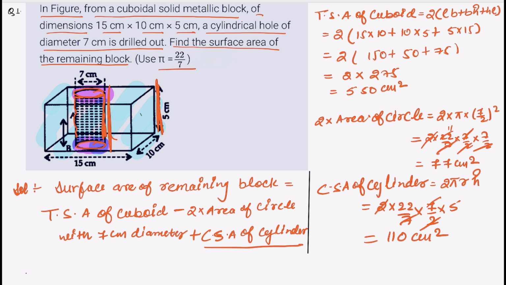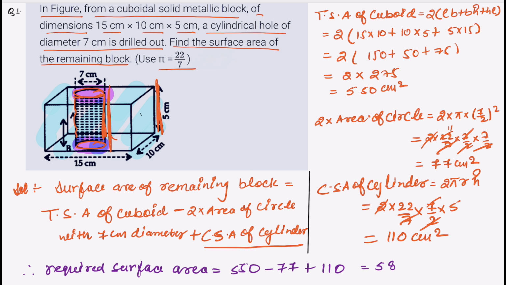Therefore, required surface area is equal to TSA of cuboid, 550, minus 2 times area of circle, 77, plus 110, that is equal to 583 centimeter square. This is the answer. Clear?